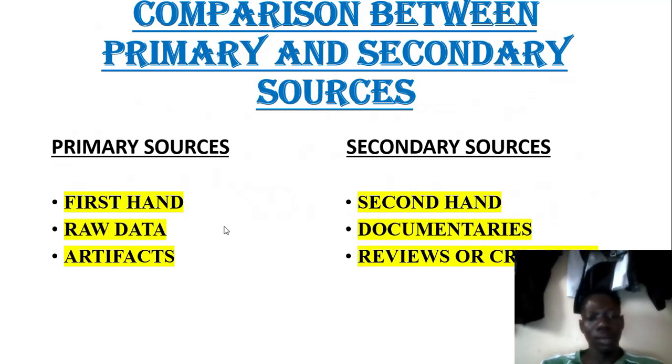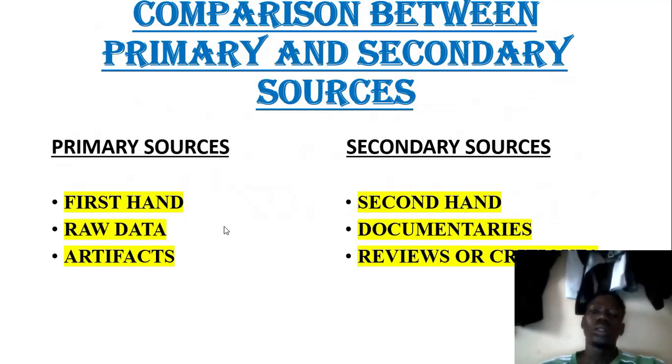Then raw data, meaning this raw data is like what is actually there. What we are saying, raw data is from the field, exactly from the field, and it is given the way it was or the way it happened.